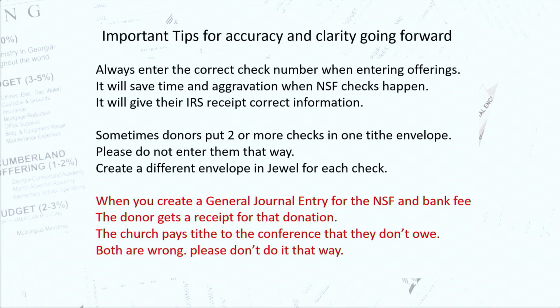When you use the new entry button or create a general journal entry for the amount of the check and the bank fee, the donor gets credit for that donation on his receipt, and the church pays tithe to the conference that they don't owe. Please don't do it that way.